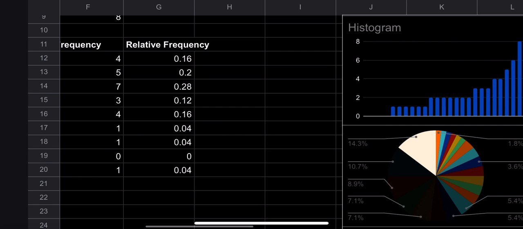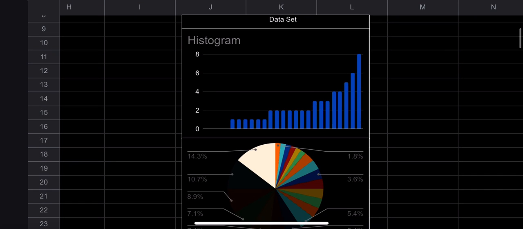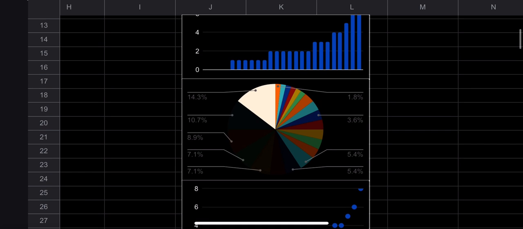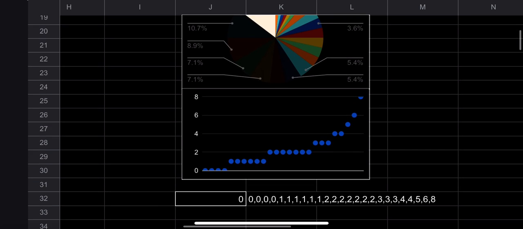Here's my box plot, histogram, pie chart, dot plot, and stem and leaf plot.